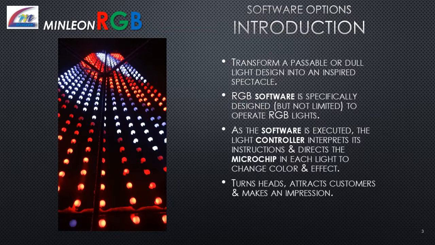Introduction: Transform a passable or dull light design into an inspired spectacle. RGB software is specifically designed, but not limited, to operate RGB lights. As the software is executed, the light controller interprets its instructions and directs the microchip in each light to change color and effect, turn heads, attract customers, and make an impression.